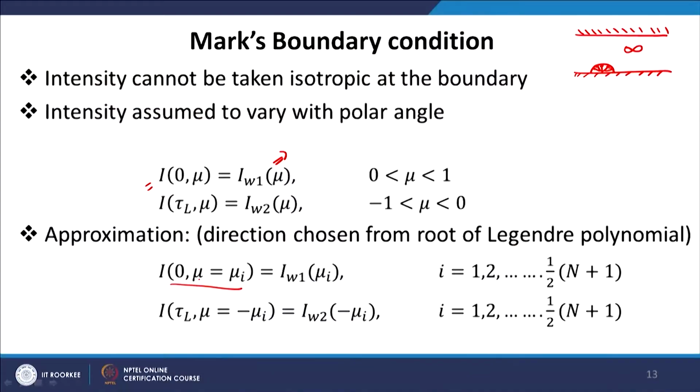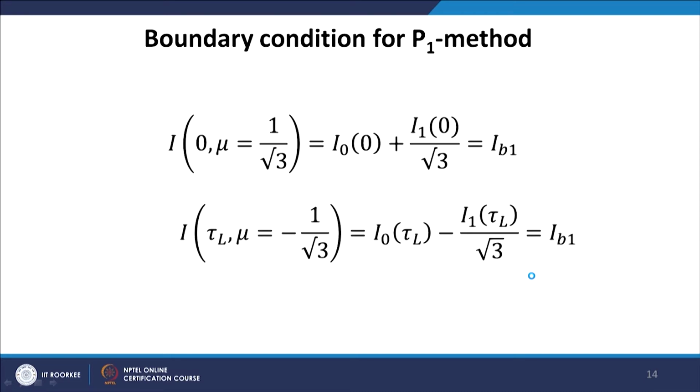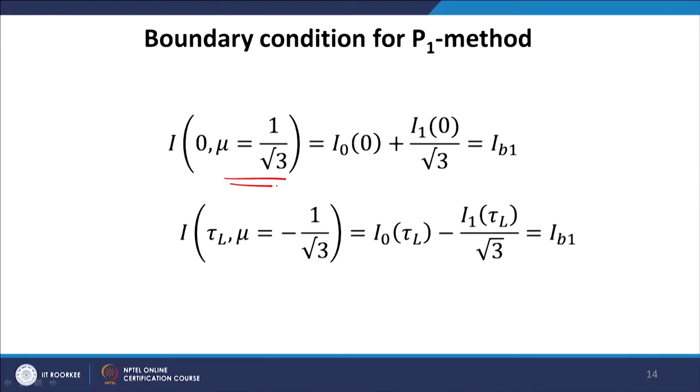So, I at a discrete direction mu equal to mu i is the wall intensity I w1 at mu i. That means if you have the actual intensity, only in discrete directions we have applied the intensity, not in the entire solid angle 2 pi. Now, for n equal to 1 we will have only one direction, for n equal to 3, that is the P3 approximation, we will have two directions. In Mark's approach these directions are defined by Legendre polynomials, and the value of mu comes out to be 1 by root 3.